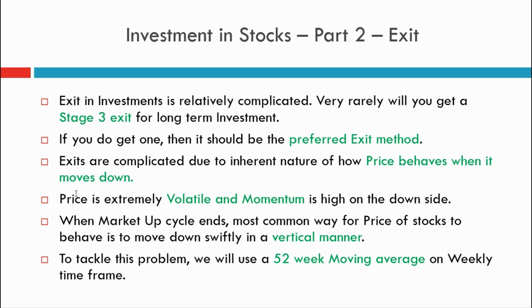So I'll just show you here how it is easy to exit a stock in a high volatility environment as well. Because of the nature of how price moves down, that is in a volatile manner while momentum is high, timing an exit actually becomes difficult. To solve this problem, what I simply do is I use a 52-week moving average on the weekly time frame, right?